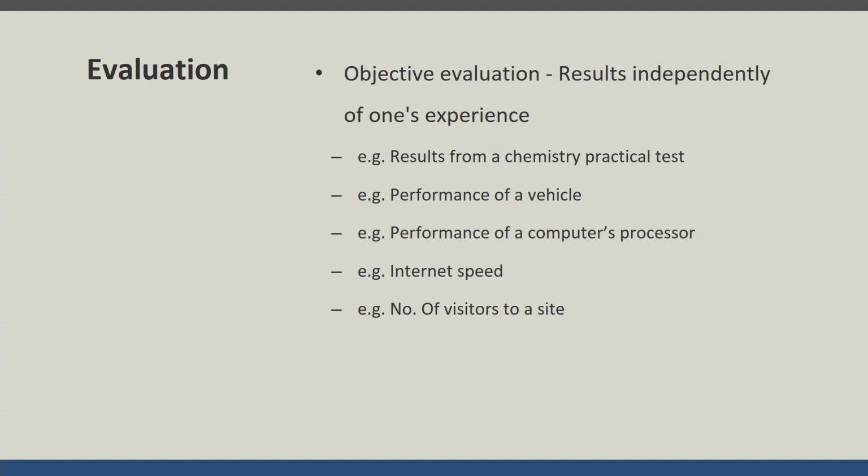And then in the next two slides, what you have seen is that evaluation is of two types: subjective, which is dependent on one's experience, and objective, which is independent of one's experience. So subjective and objective evaluation. And once again, if you were to do subjective evaluation, you would use a different method than if you were to do an objective evaluation. I think with this understanding, let's move on to the next slides.